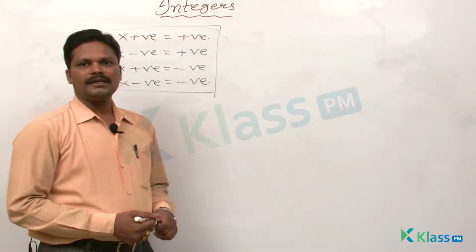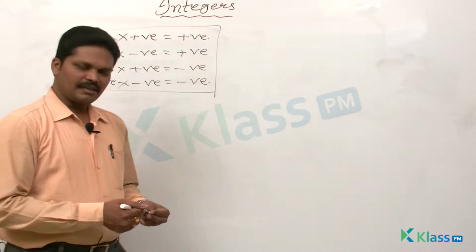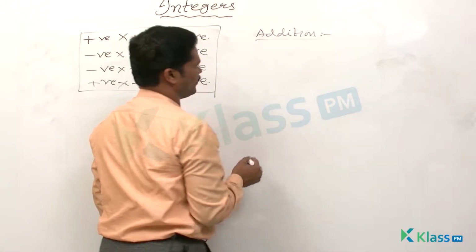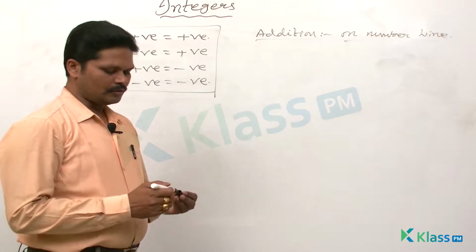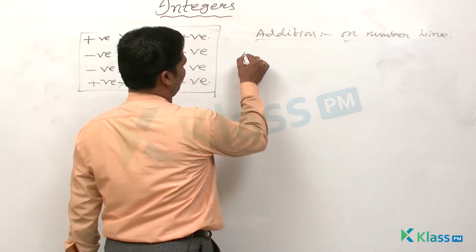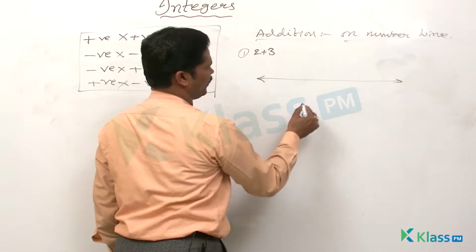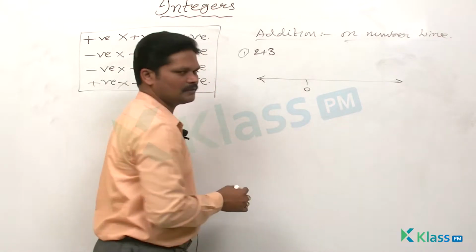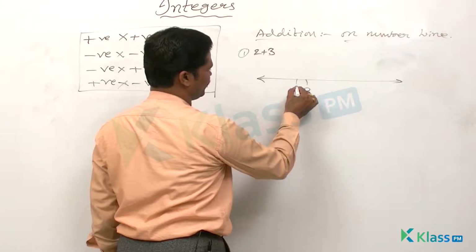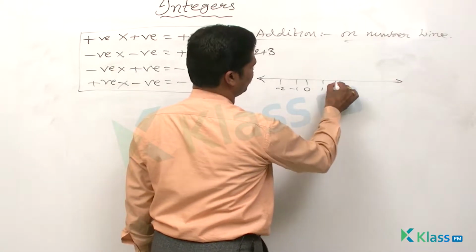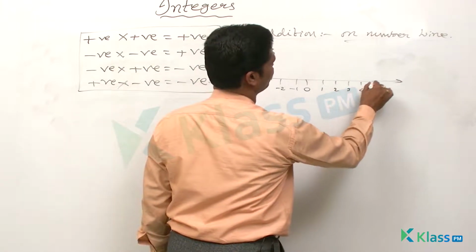And coming to the number line representation of integers, when we do addition on the number line, we should always go in the forward direction. I am giving one example, 2 plus 3. I am taking a number line here. I want to take 0 here, and on the left side we can take minus 1, minus 2, and so on, and on the right 1, 2, 3, 4 and 5.